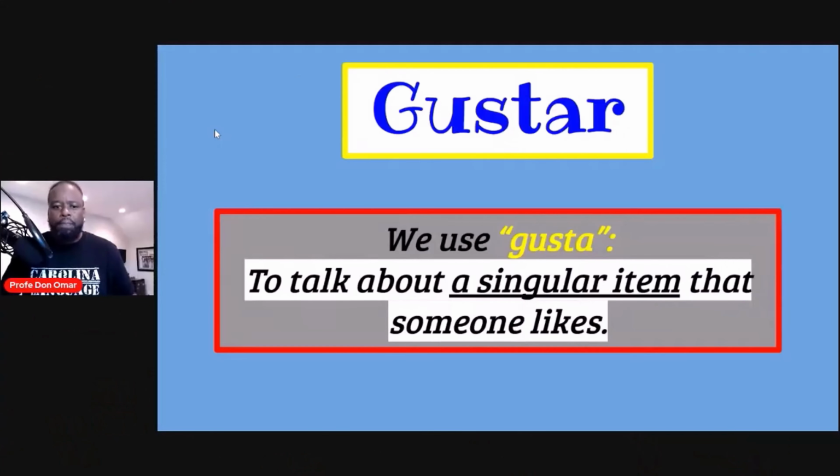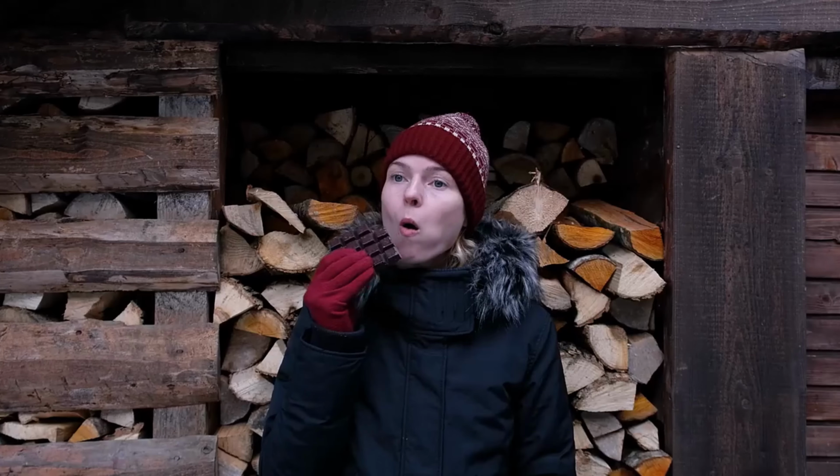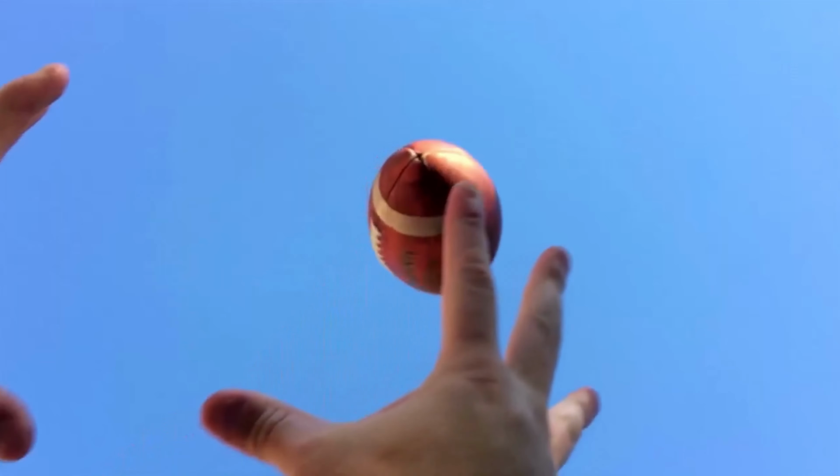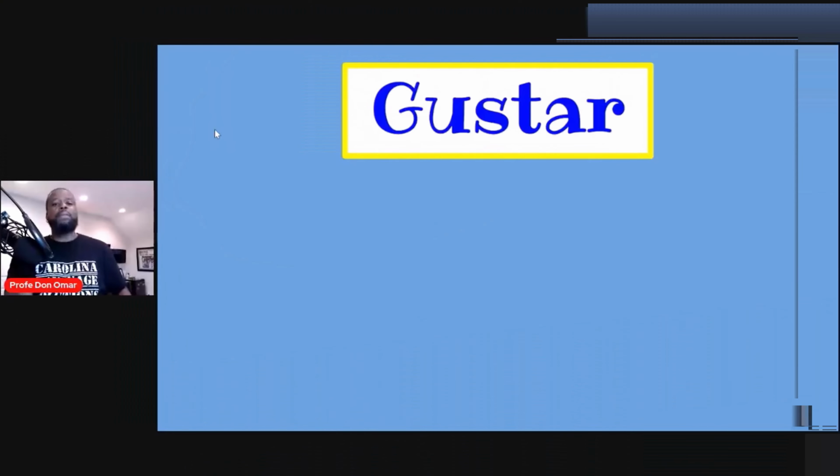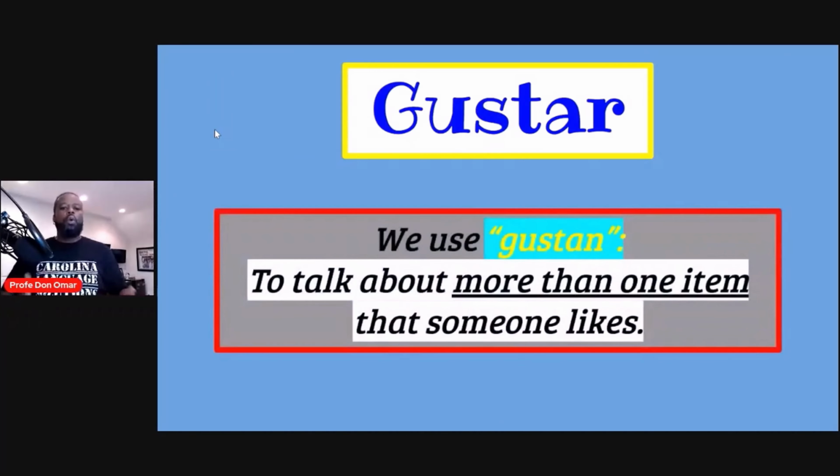When do we use gusta? We use it when we're talking about a singular item that someone likes. Candy bar, TV show, a sport, a car, what have you. Y también vamos a usar gustan when we're talking about more than one item that someone likes.